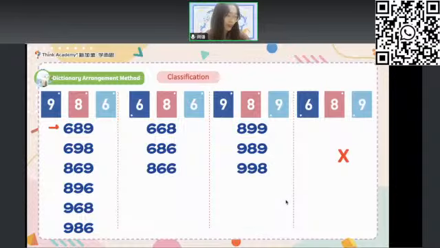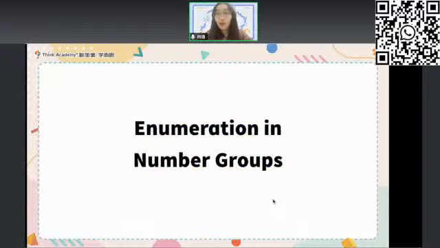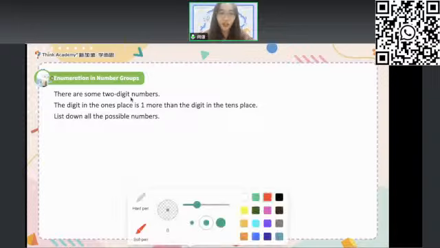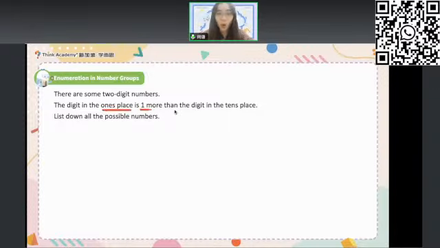Good job. Okay. I see that some of you answered it correctly. Well done. I think this one is a bit complicated. Yeah, okay. So for this, let's move on to a new division in number groups, okay? This is another hard part. Let's have a look. There are some two-digit numbers, and the digit in the ones place, pay attention, is one more than the digit in the tens place. List down all the possible numbers.